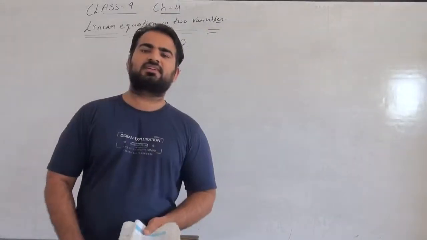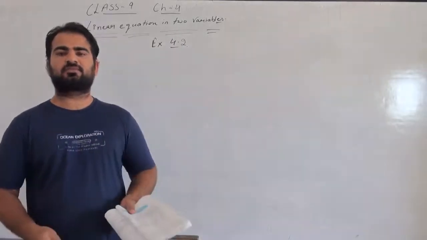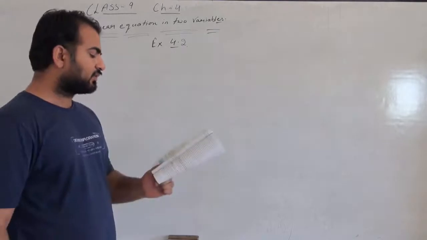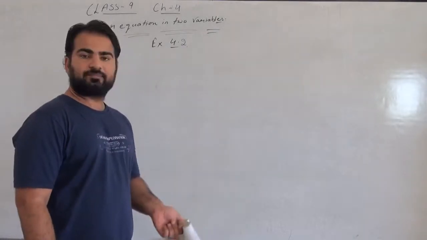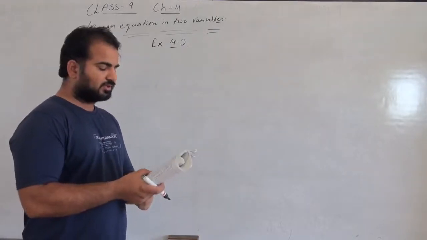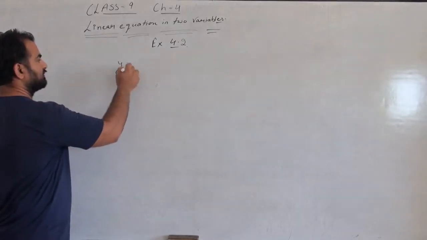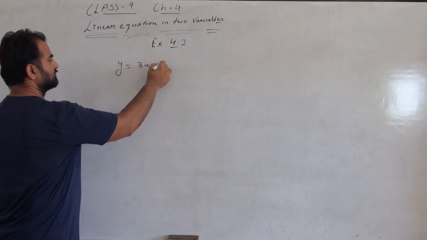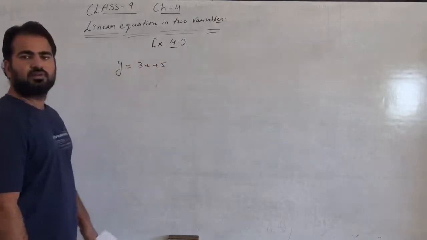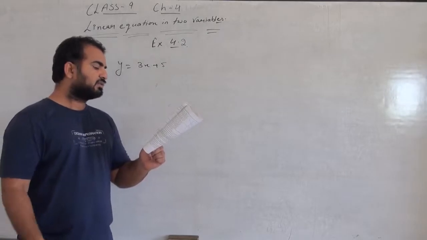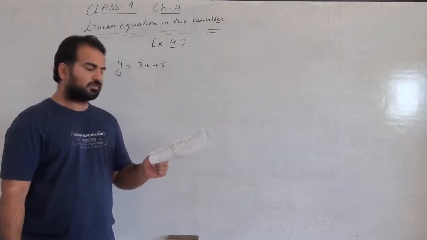Good time class. In this video we are going to solve exercise number 4.2. Question number 1 is: which one of the following options is true and why? Given the equation y equals 3x plus 5. The question is, how many solutions can it have?